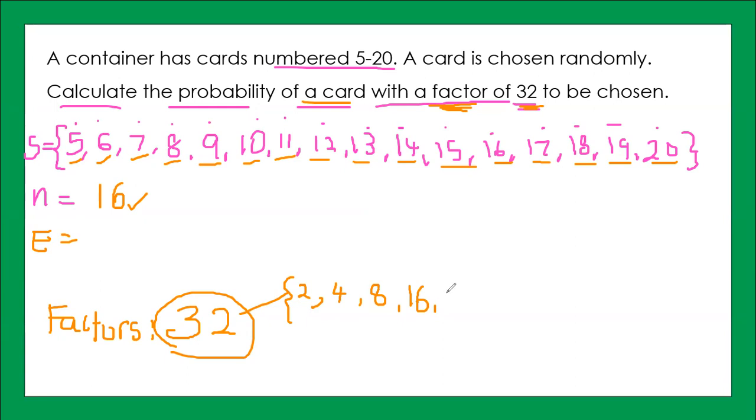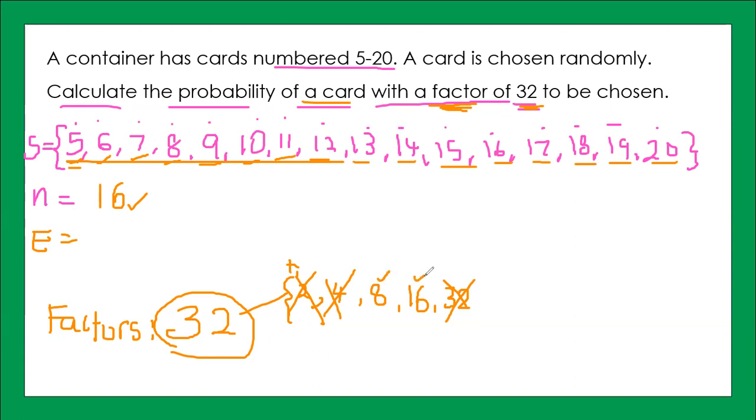Got it? And then once you reach half, that's it, game's almost over. The last factor will be 32 itself. Do you remember? You start with one, and this is the first and the last, right? But look at this sample space. It starts with 5. So 2 and 4 are not even in the game. You understand? And 32 is already over our sample, so we can't even take 32. So we have only 8 and 16.